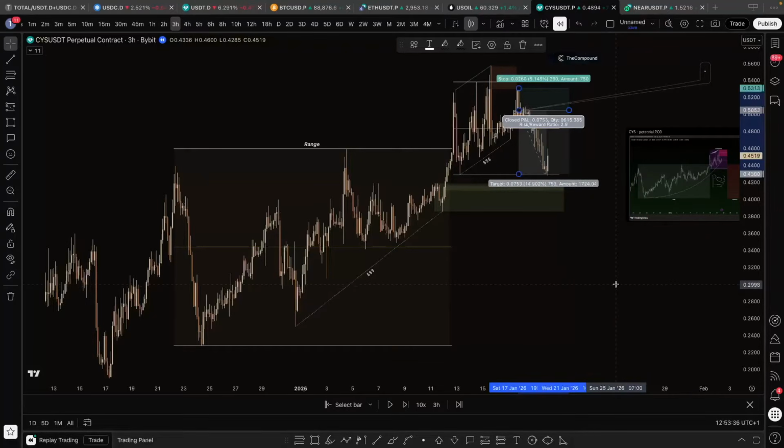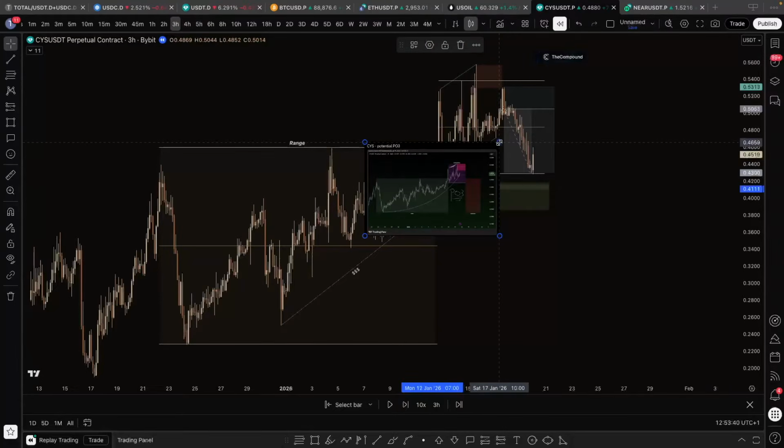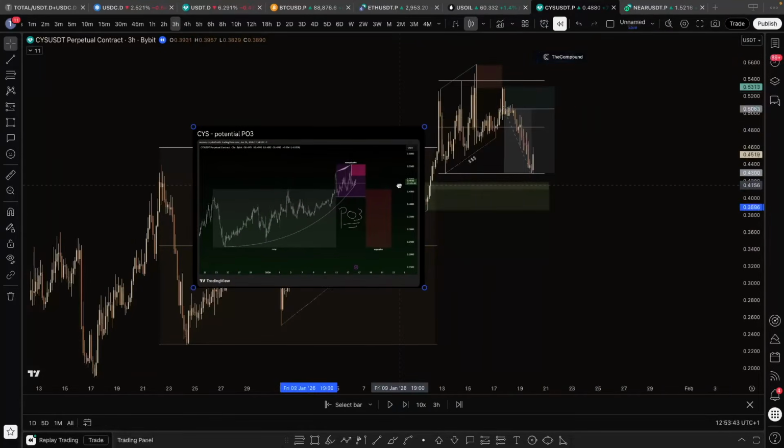and I'm gonna trade it like a real trade. So do all the TA on it. But first things first, Wozo posted his PO3 idea in the compound.